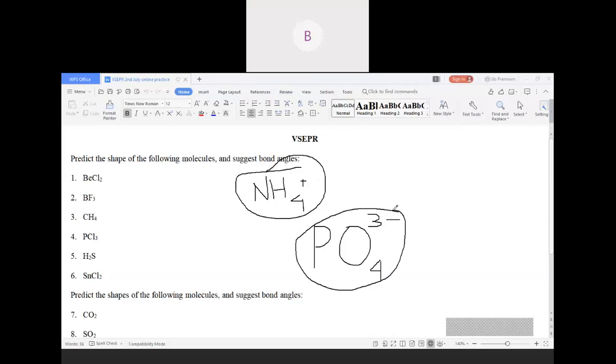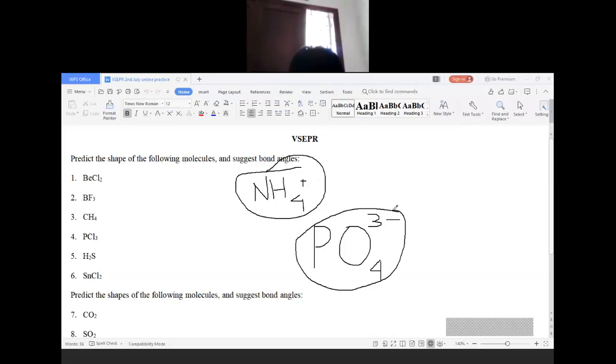Have you drawn the dot and cross diagram? Teacher, I drew it for PO4. Yeah, it is phosphate. So phosphate, in order to have 4, no, it doesn't have 4. It has 5 bond pairs. It has 5 bond pairs.